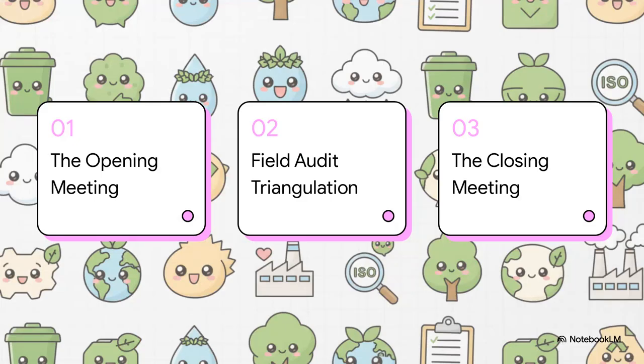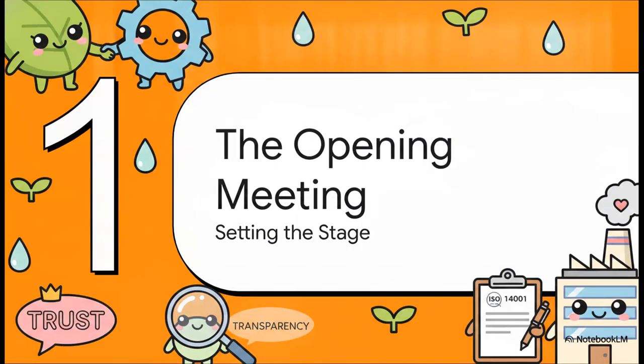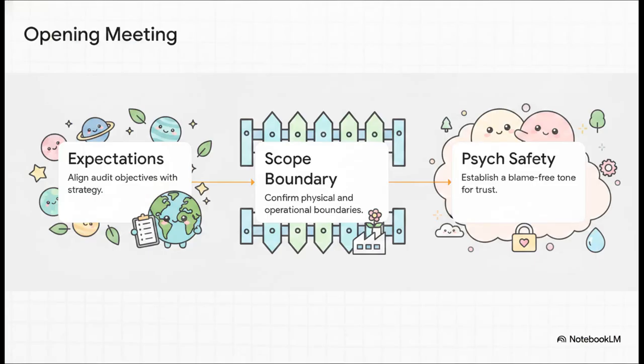Okay, let's dive right in. We'll be walking through three crucial phases of your audit day: the opening meeting, field audit triangulation, and finally, the closing meeting. Starting things off with Phase 1, the opening meeting, where we set the stage. When you first sit down with top management and the environmental reps, your primary goal is to build an immediate foundation of trust, transparency, and professional authority.